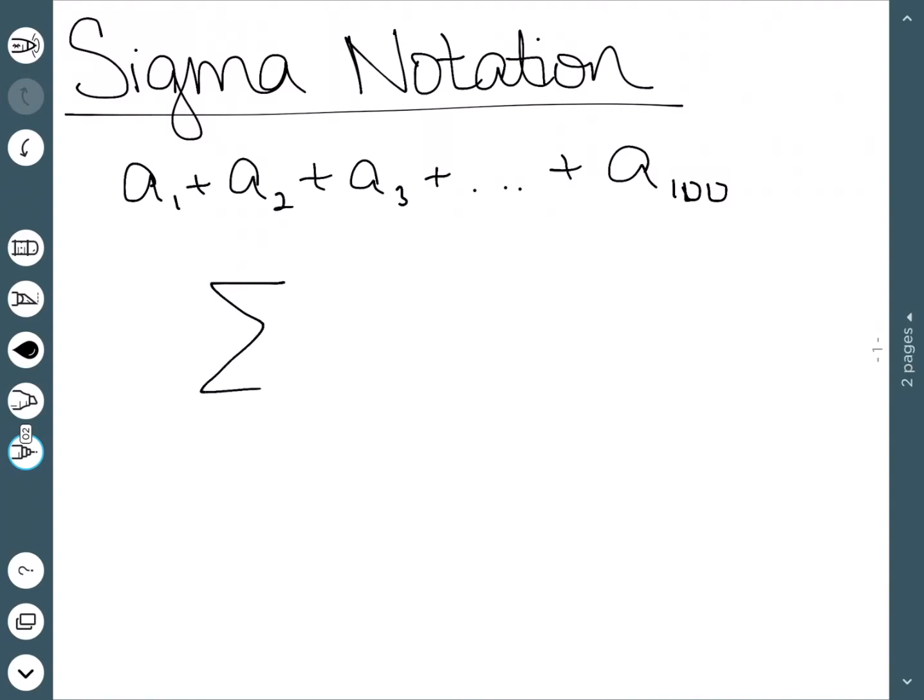We have a capital letter sigma. At the bottom we write k equal to 1, and this tells us where we start adding things. At the top I'll write 100. This tells us where we end adding things. And then A sub k. Let's look at a couple of examples.